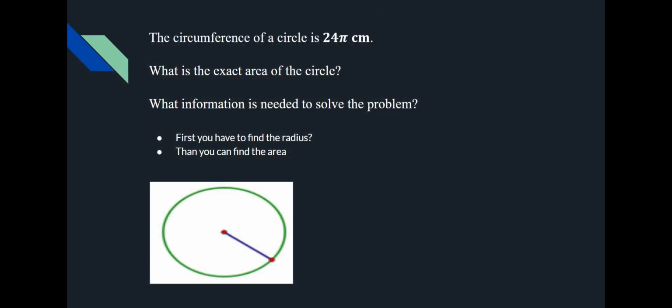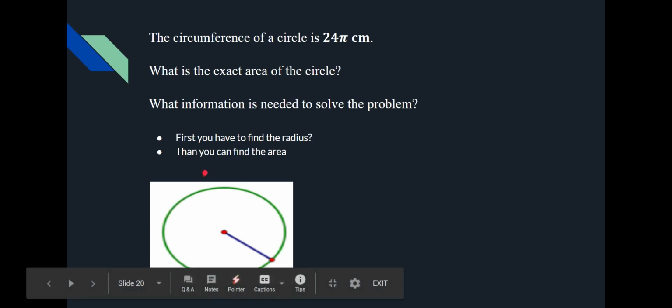Okay, the circumference of a circle is 24 pi centimeters. What is the exact area of the circle? Now, what's going on here is it's giving us the circumference of the circle, and with that information, we need some more information to find out what the area is. So we have the circumference, but first, we need to find what the radius is.